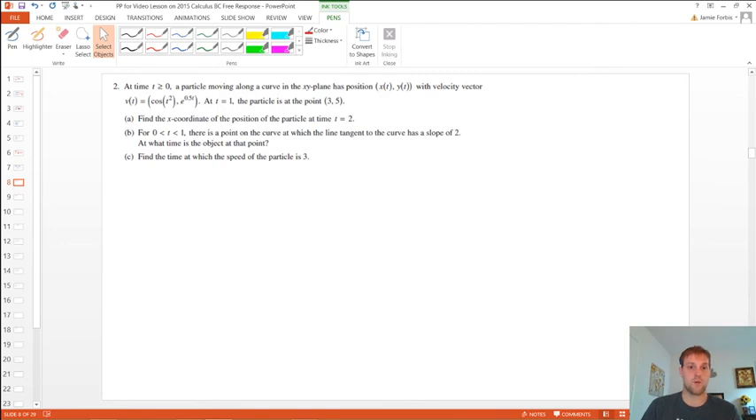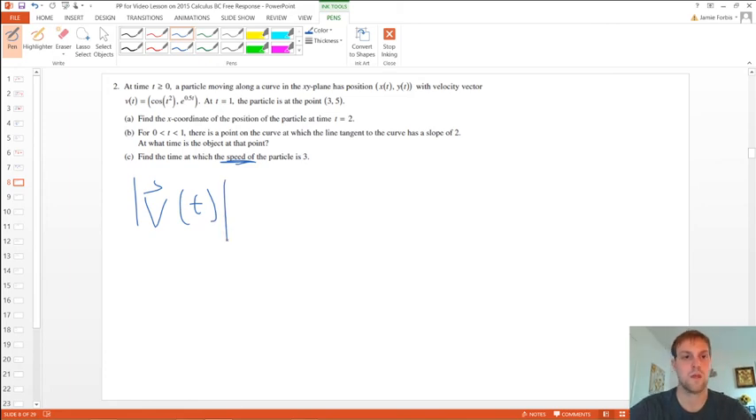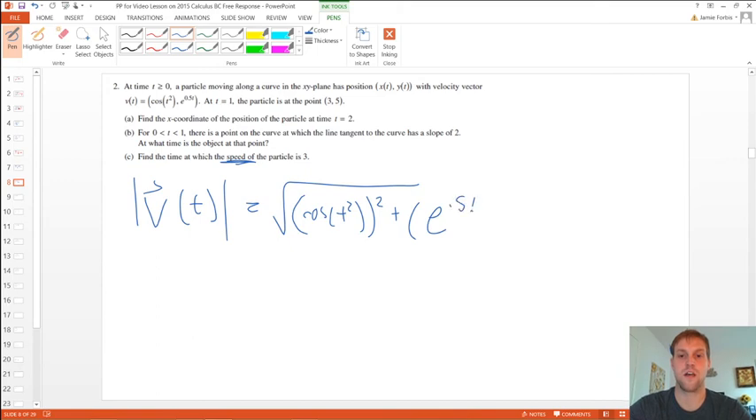C is not bad. Find the time at which the speed of the particle is 3. All right, well, what the heck is speed? Well, if you remember, speed is the magnitude of velocity, which in parametrics is equivalent to the square root of x prime squared plus y prime squared. So this would be cosine of t squared quantity squared plus e to the 0.5 t power squared. And I'm setting that equal to 3. I want to know when that speed is equal to 3, what time.